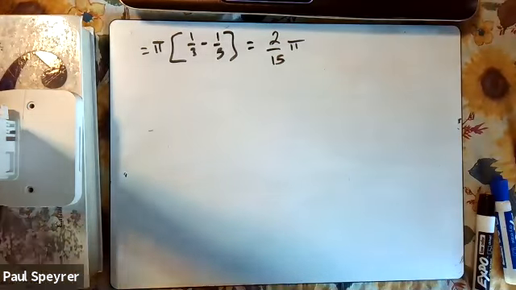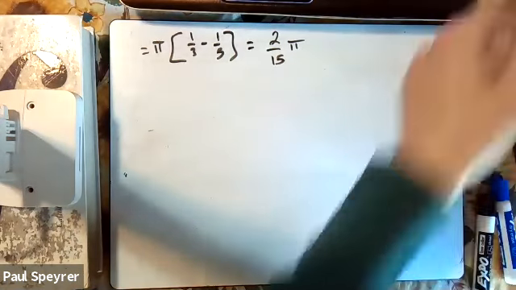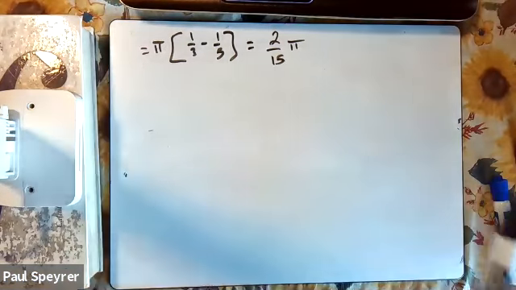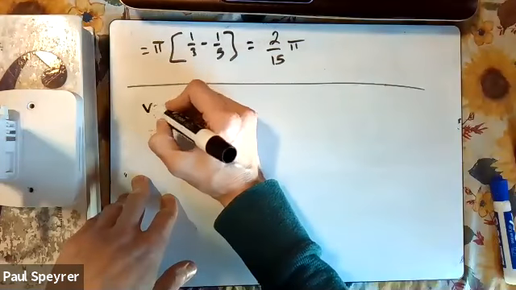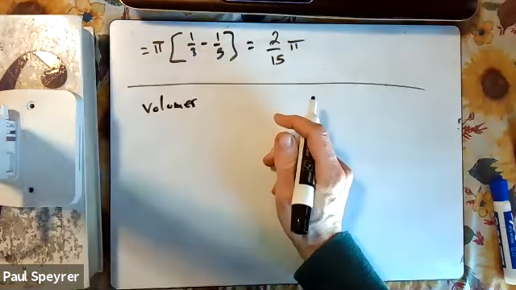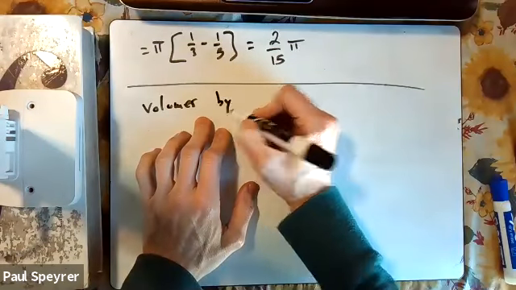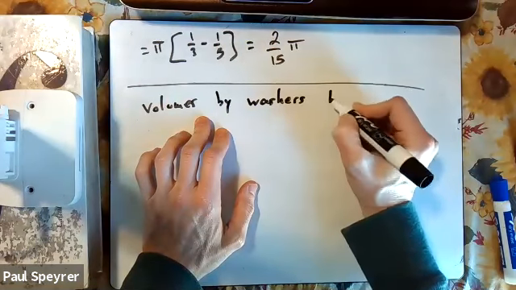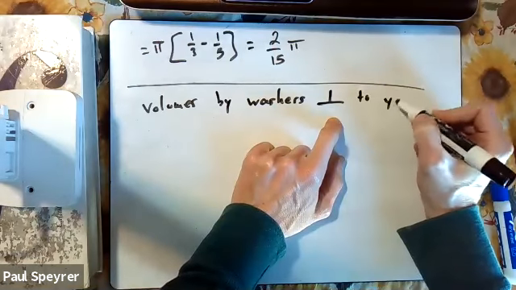Now, doing it with respect to x, or perpendicular to the x-axis, is not bad. It's when we do perpendicular to the y-axis that it's a little more confusing, because a lot of the times we have to manipulate the equations. So I'm going to say volumes by washers perpendicular, upside down t, to the y-axis.